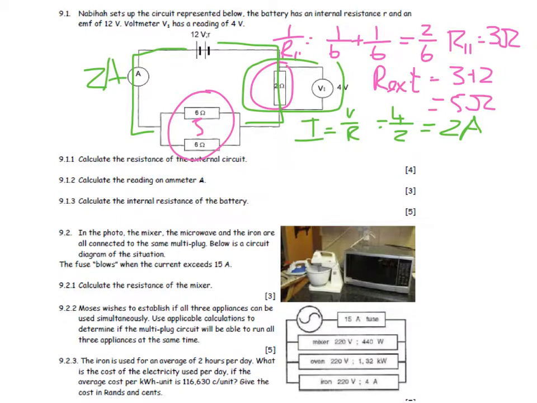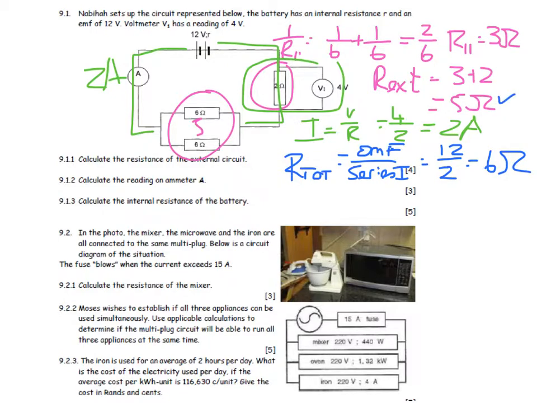Calculate the internal resistance of the battery. So what I'm going to need to do now is work out the total resistance of the entire circuit. R total is equal to the EMF divided by the series current, and that is 12 divided by 2, which is equal to 6 ohms. 5 of those ohms come from outside, so the internal resistance is 6 minus 5, which is 1 ohm.